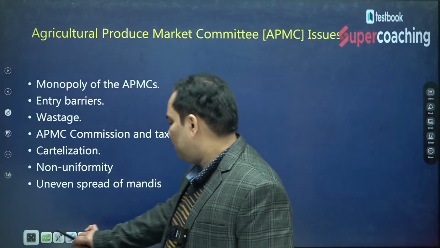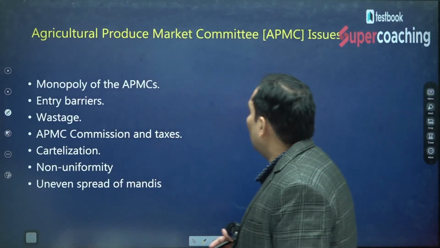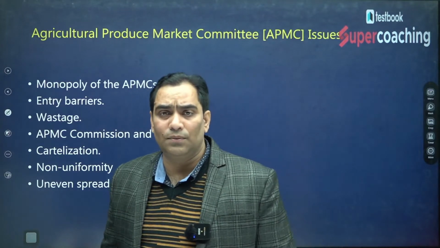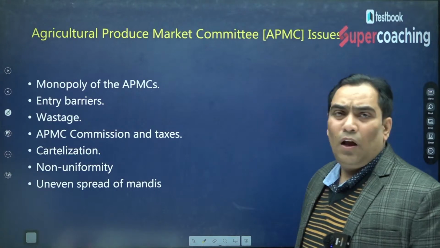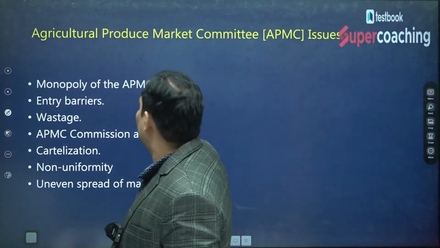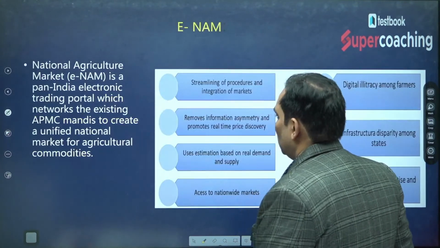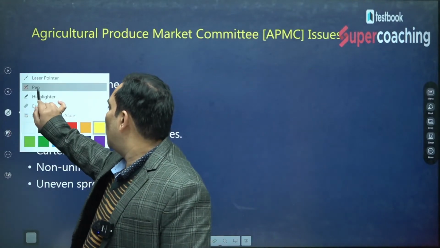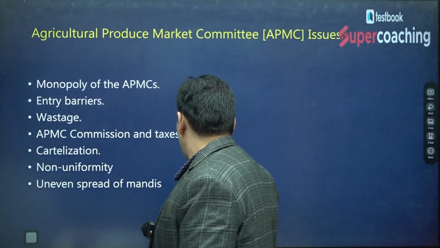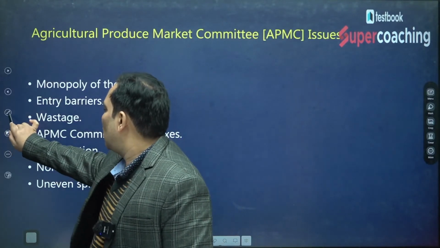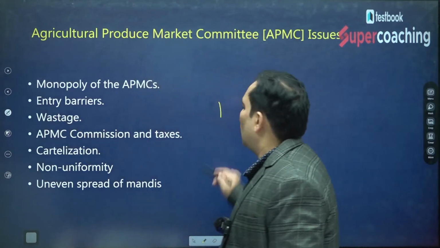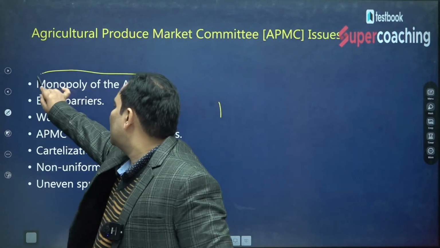Okay, so now we are going to proceed further and discuss what the issues of APMCs were. I think it is making sense to each and everyone. So now we are going to proceed further and discuss what was there. There was a monopoly of APMC, the Agriculture Produce Market Committee. Okay, there was a monopoly of APMCs.